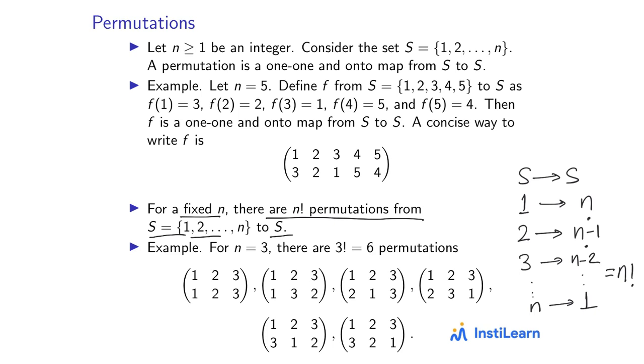So let's take an example. If n equal to 3, there are 3 factorial, that is 3 times 2 times 1, 6 permutations. And in the above notation, all these permutations can be written like that. This is called the identity permutation, where every element is fixed: 1 is going to 1, 2 is going to 2, 3 is going to 3. And then there are 5 other permutations on the set S equal to 1 to 3.